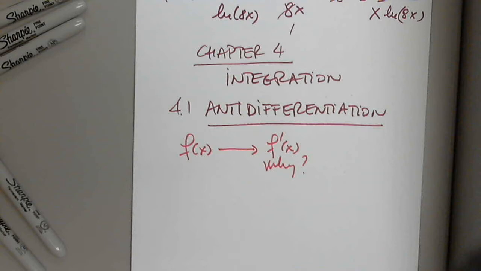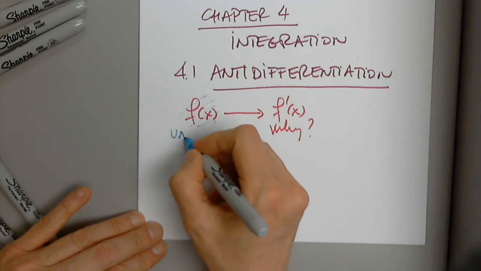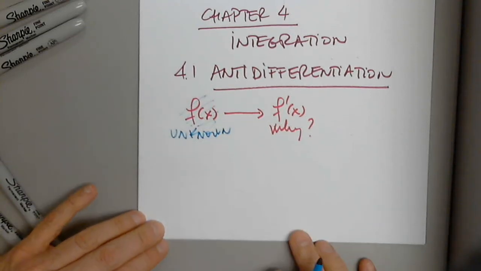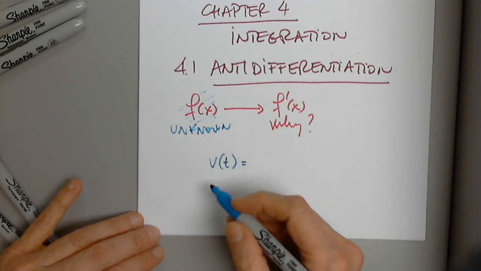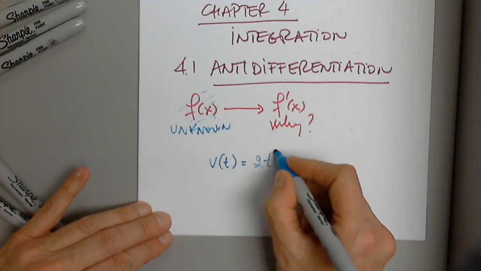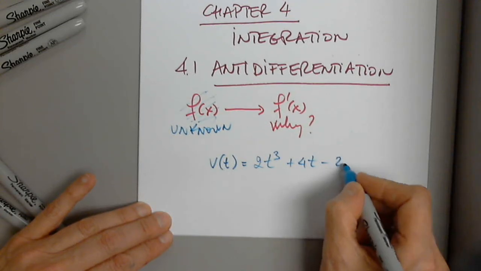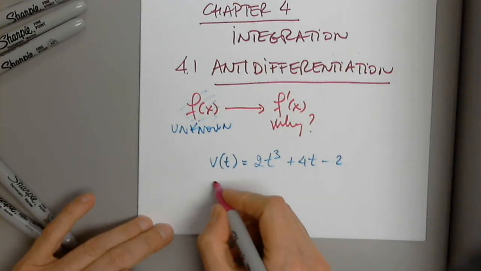Okay. Now, what if we don't know this? Unknown. But somehow we know, for example, the velocity. Let's say I have a function that is the velocity function. I'm just going to make it up. 2t cubed plus 4t minus 2. I just made it up. So somehow it was determined, maybe experimentally, who knows. I have somehow the velocity function, and we would like to determine the distance function.